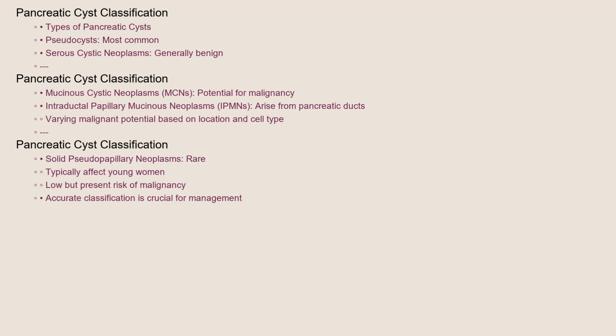Pancreatic cysts aren't all the same. They're classified into several types. Pseudocysts, as we discussed, are the most common. Serous cystic neoplasms are generally benign. Mucinous cystic neoplasms, or MCNs, have the potential to develop into cancer. Intraductal papillary mucinous neoplasms, IPMNs, arise from the pancreatic ducts and also have varying degrees of malignant potential, depending on their location within the pancreas and the type of cells they contain. Solid pseudopapillary neoplasms are rare, typically affect young women, and have a low but present risk of malignancy. Correct classification is crucial for determining the appropriate management strategy.